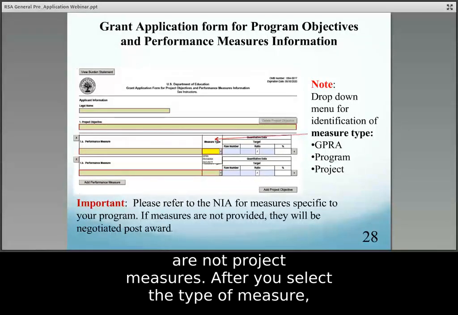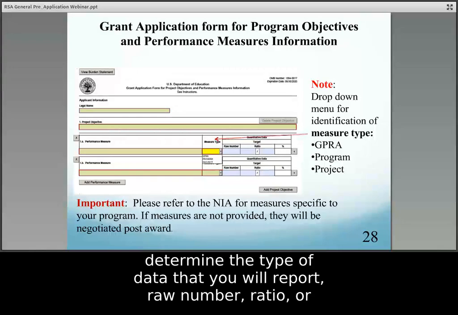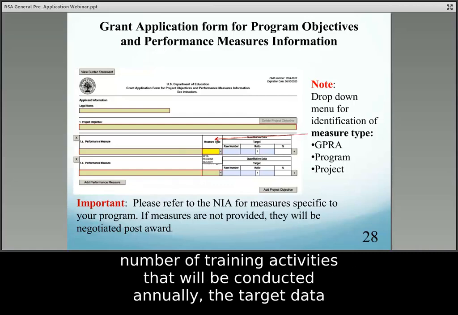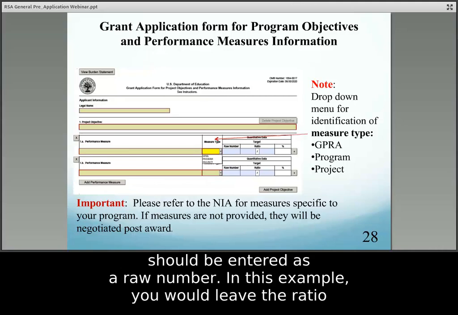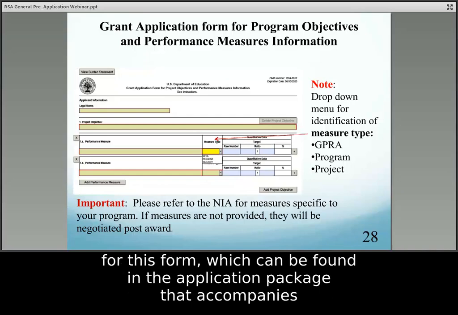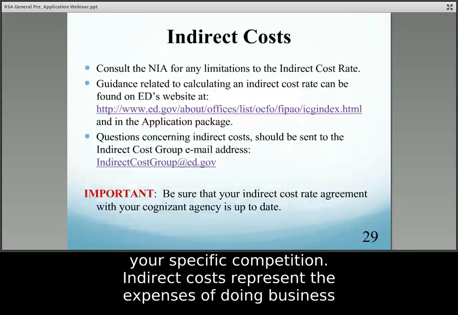After you select the type of measure, determine the type of data that you will report, raw number, ratio, or percentage, and select one type. For example, if you are reporting on the number of training activities that will be conducted annually, the target data should be entered as a raw number. In this example, you would leave the ratio and percentage types blank. Again, please remember to consult the instructions for this form, which can be found in the application package that accompanies your specific competition.